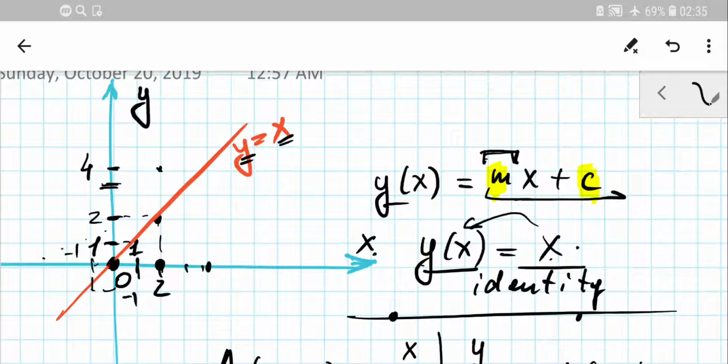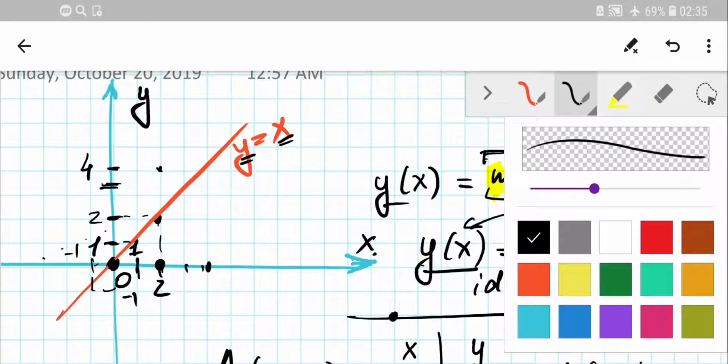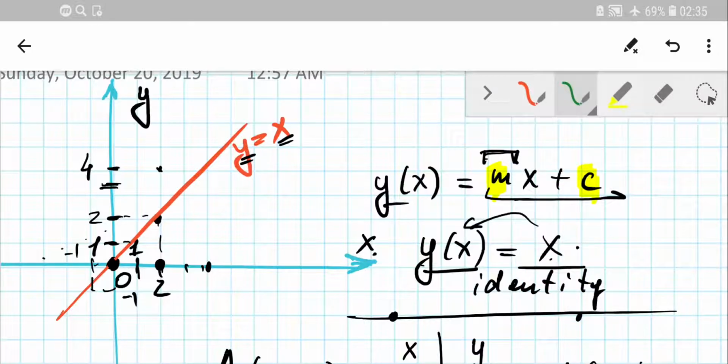The first point is at the origin, (0, 0). Let's connect them with blue. No, it's better to use green. Let's connect those points with the green line. So we draw the line with the equation y equals 2x.